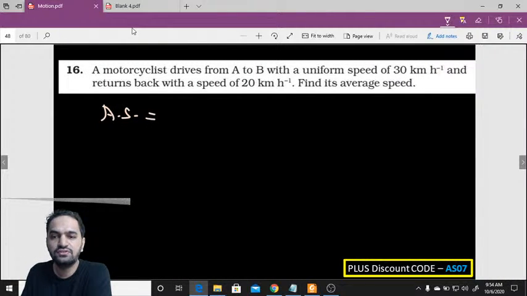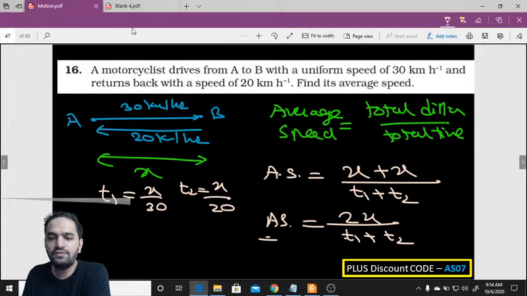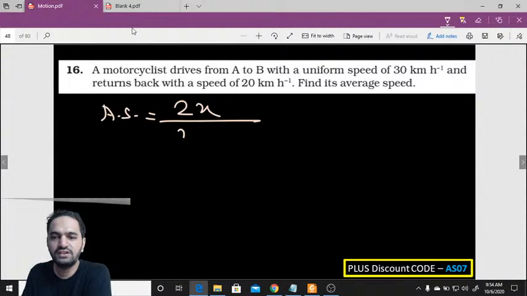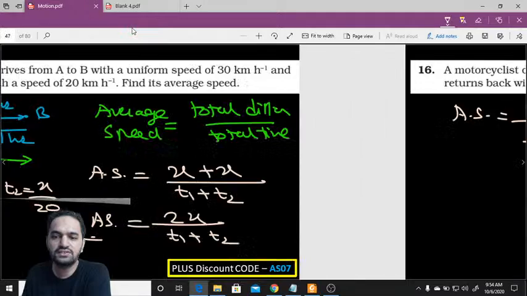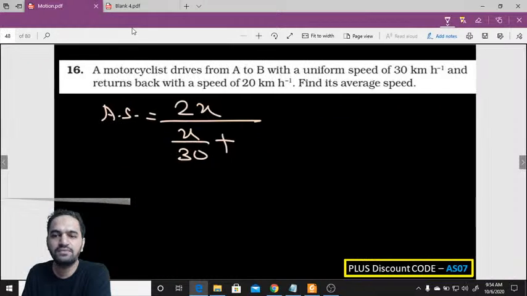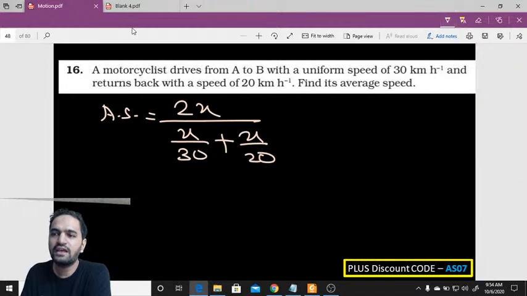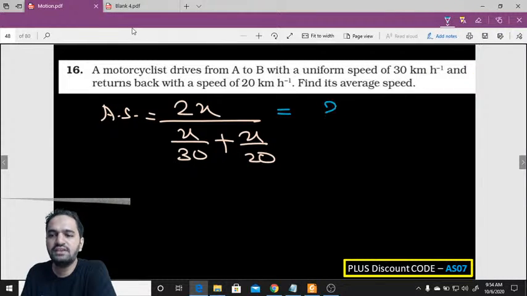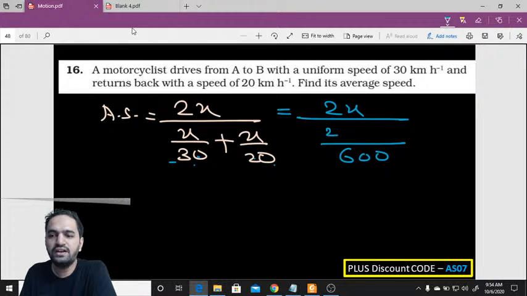Average speed is equal to 2x by. What is the value of t1? t1 value is x by 30. Put it there. t1 value is x by 30 plus t2 value, x by 20. Now calculate the answer. The upper value would be 2x. The lower value, cross multiply: 30 into 20. Can you please calculate 30 into 20? That is 3 2s are 6 and 0 0, so 600. And 20x plus 30x, cross multiply, the value would be 50x. This 600 will go to the top side.